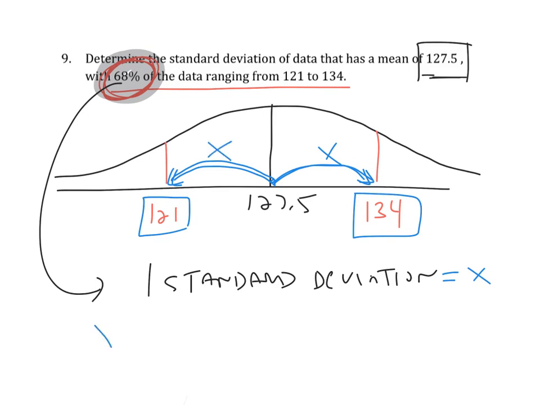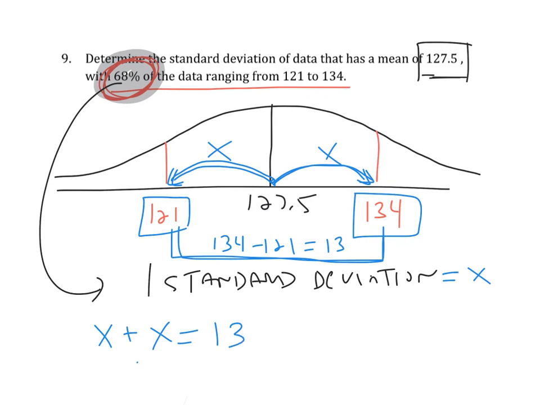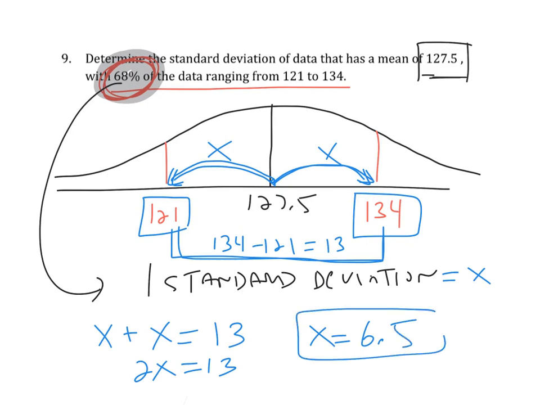I know that x plus x has to be this difference. Between 134 and 121 is 13. So I know that 2x has to equal 13, so x is going to be 6.5. So I know my standard deviation is going to be 6.5 for this set of data.